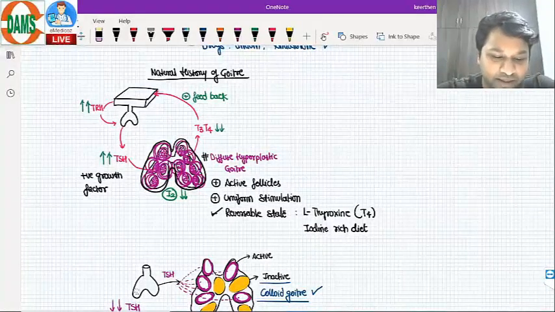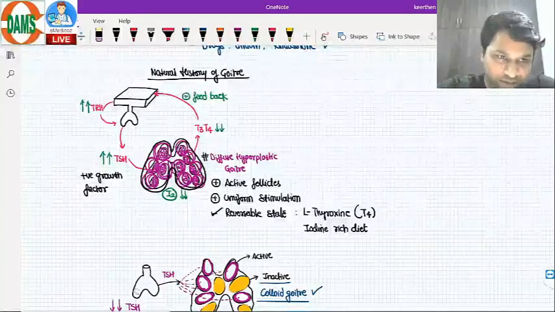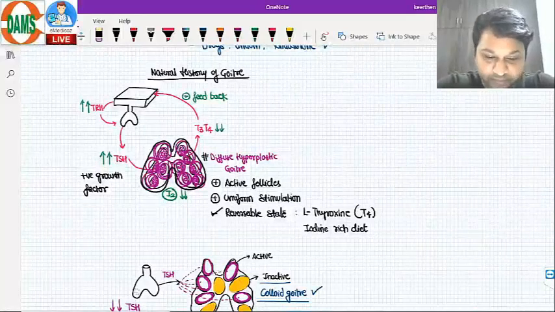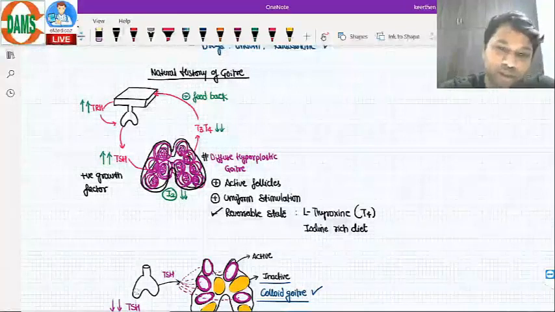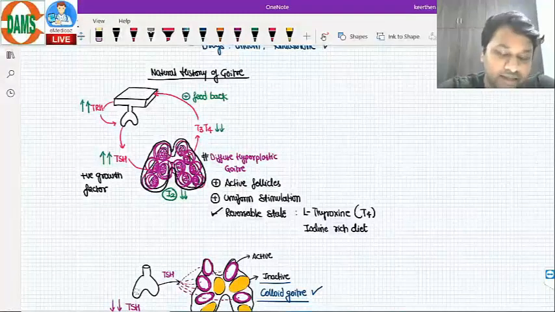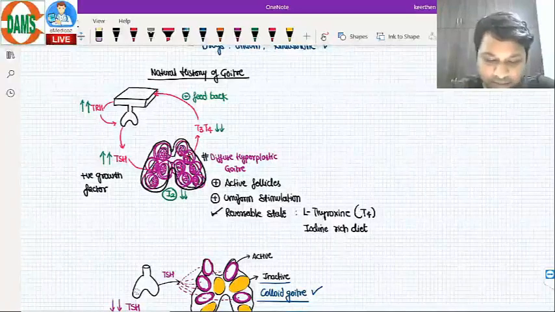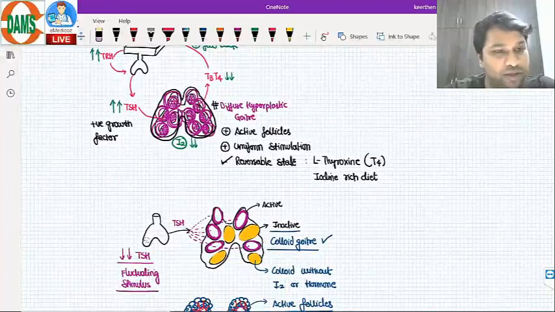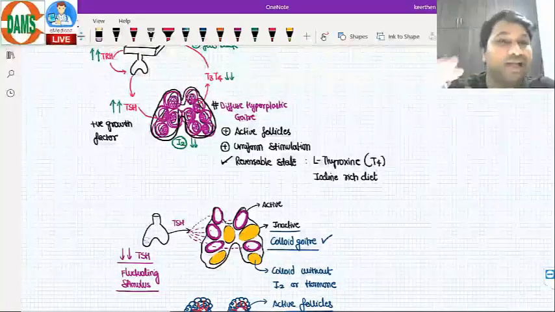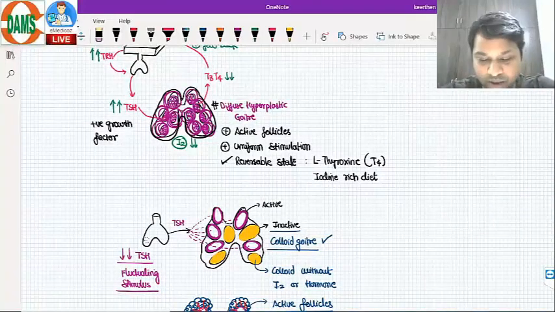Now, that iodine deficiency was causing the negative feedback to convert back into positive feedback. The positive feedback caused an increase in thyrotropin regulating hormone, which in turn increased the thyroid stimulating hormone, and that increase in thyroid stimulating hormone caused a positive growth factor causing diffuse hyperplastic goiter. Important points about diffuse hyperplastic goiter: they all have active follicles, they all have uniform stimulation. It is a reversible state. You start the patient on levothyroxine or iodine rich diet, the patient reverts back.